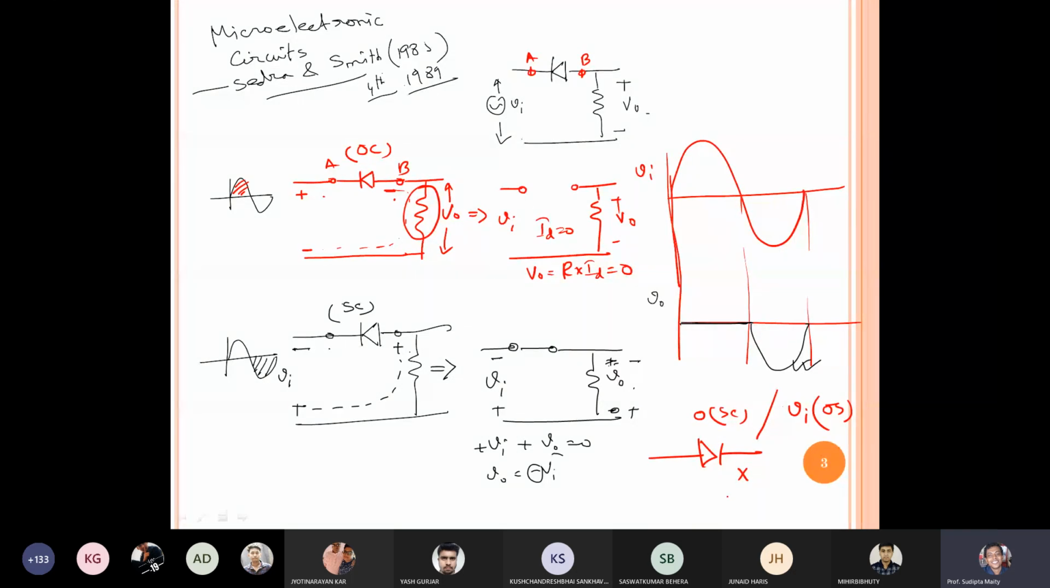Then only we can define why it is called a rectifier and why those circuits are called clipper or clamper or something. But we have to finish it first. For a short circuit it is 0 volt, and when it is open circuit, all the voltage will appear across this terminal. That's why all the input voltage will come.